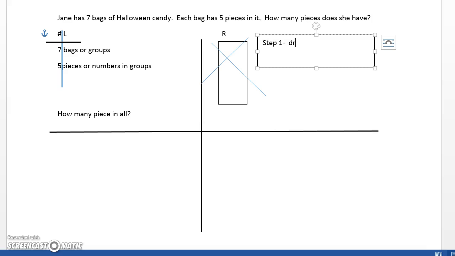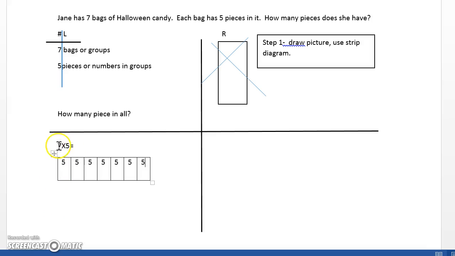So I could write that, draw a picture, or I can use a strip diagram, any of those things to help me know that that's what I'm going to do. The number one problem that we have at this point is a lot of our students want to add those two numbers together, and that is not multiplying. That's just adding, and that's a common mistake.